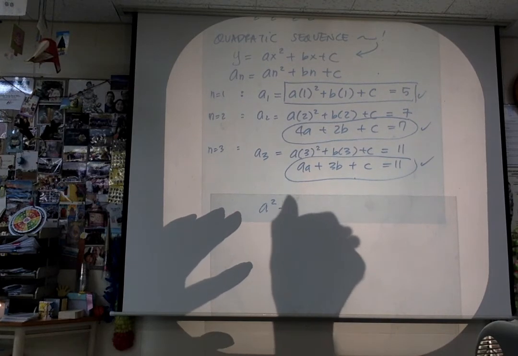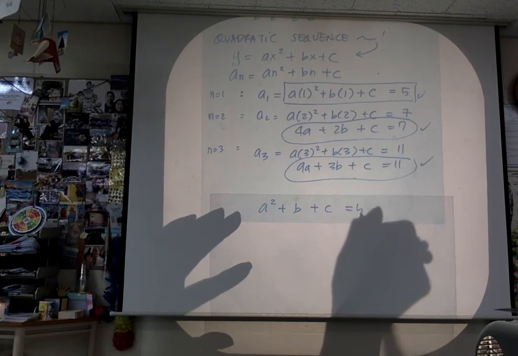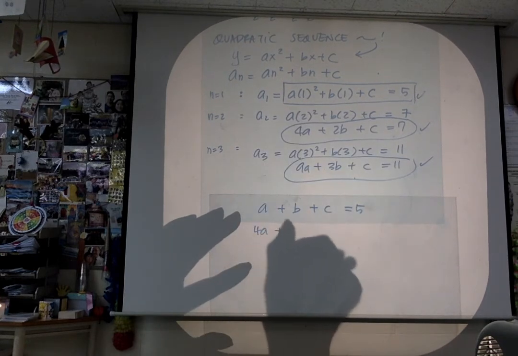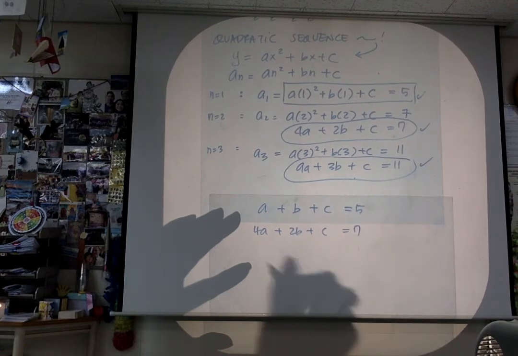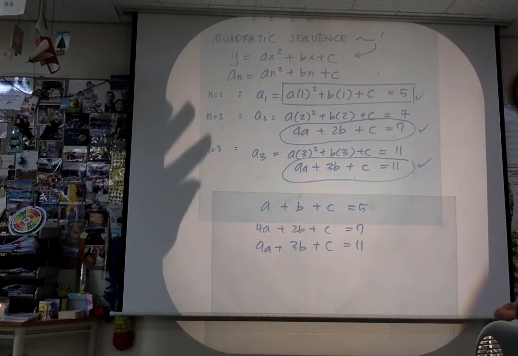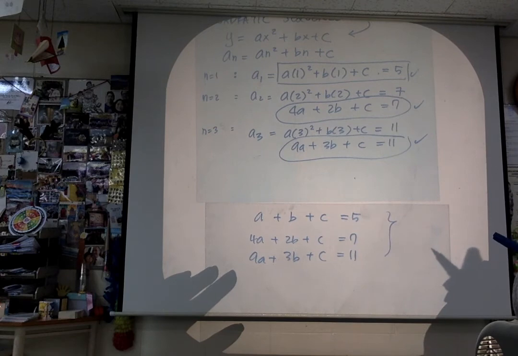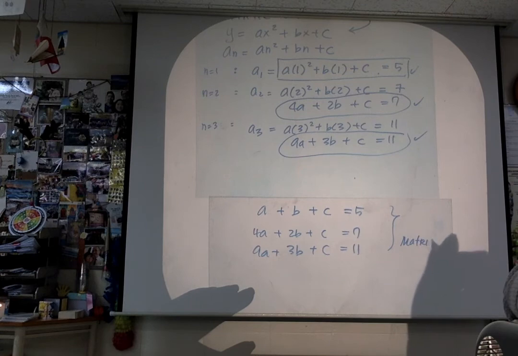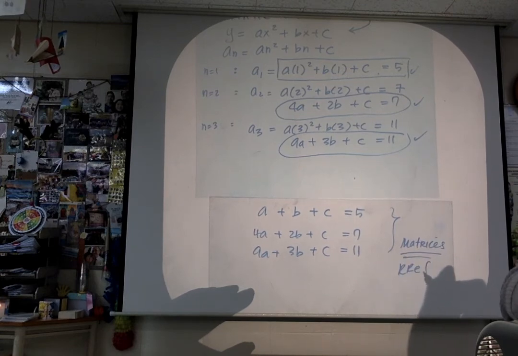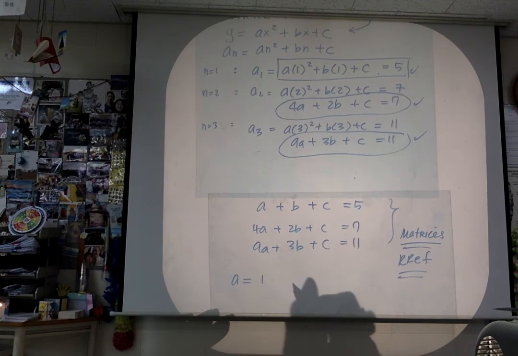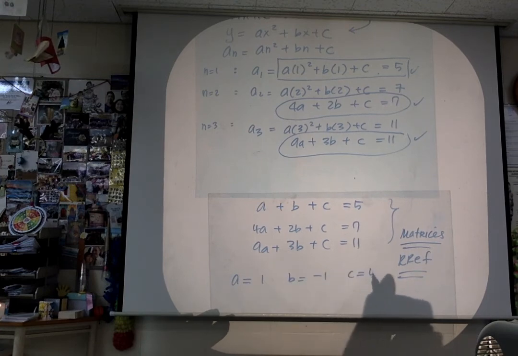You have 1 squared times a plus b plus c is equal to 5. 4a plus 2b plus c equals 7. 9a plus 3b plus c equals 11. Obviously, you can use a calculator. Please do not use a solve function. It may not give you all the answers. You may want to use matrices, everyone. Try RREF on it. Put it into an augmented matrix and you'll get a equals 1, b equals -1, c equals 5.